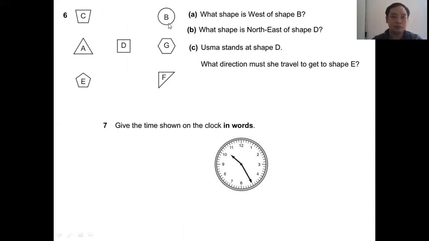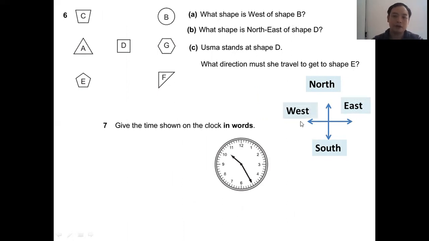So the shape B is here. What is the west? Now you have to remember the directions. So up is north, down is south, and right is east, left is west. So B to the west, that means to the left. So the answer will be C.